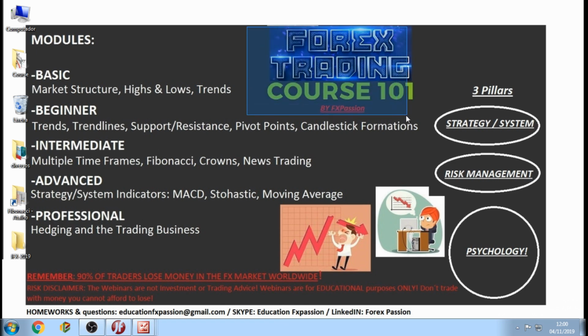And this is Forex Trading Course 101, everybody. Remember, we're trying to build the three pillars. Pillar number one, the strategy and or the system. Pillar number two, we want to understand how risk management works, what is risk. And the third one is the big one, big circle, the psychology part.